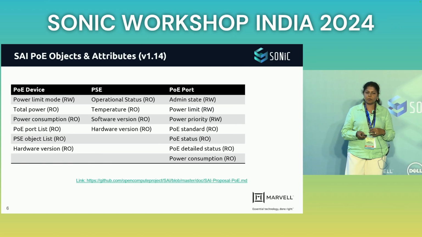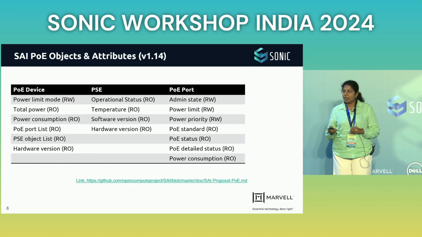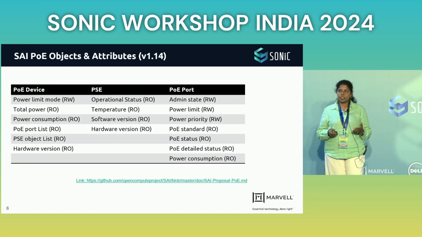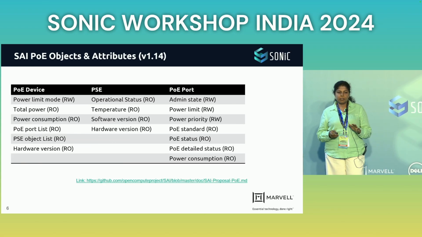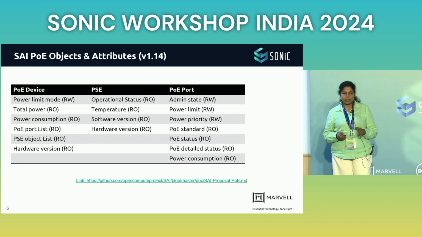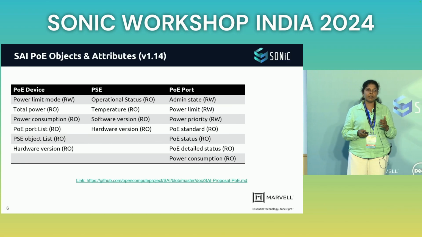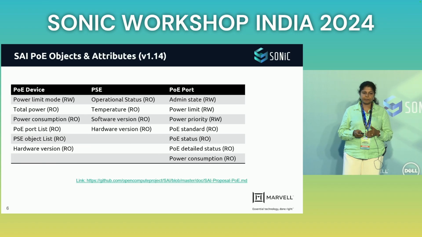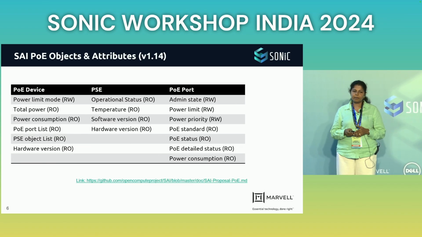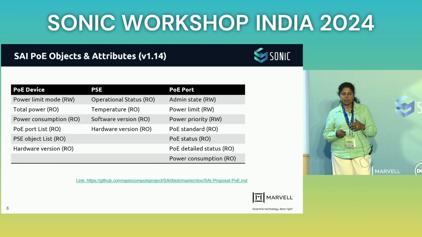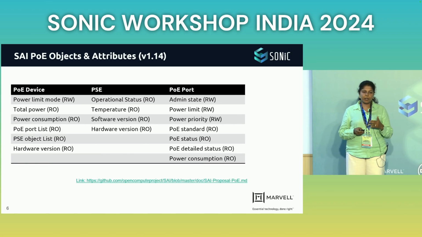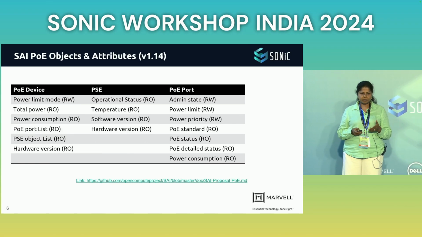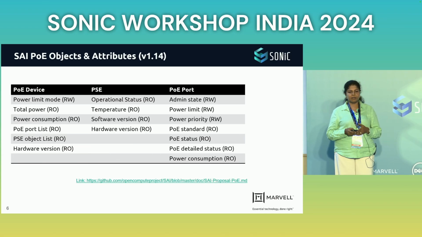So, the next object is the PSE. As already stated, PSE is going to be the actual chip that will deliver the power, but that is not going to manage the power. So, all the attributes here will be only read only attributes. So, the first one is the operation status, indicating whether the chip is active or inactive. Next is the temperature. As these chips deliver power, there are chances that they get heated up. So, this attribute helps monitor such situation, and of course, we have the software and hardware version.